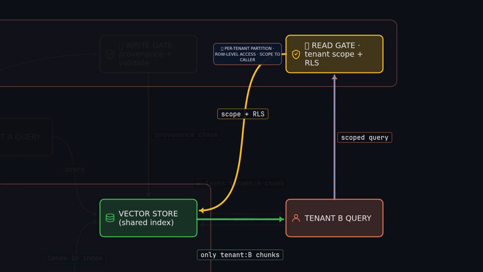Gate 1. Partition per tenant and enforce row-level access control. Scope every query to the caller's tenant, so retrieval only ever sees its own chunks.